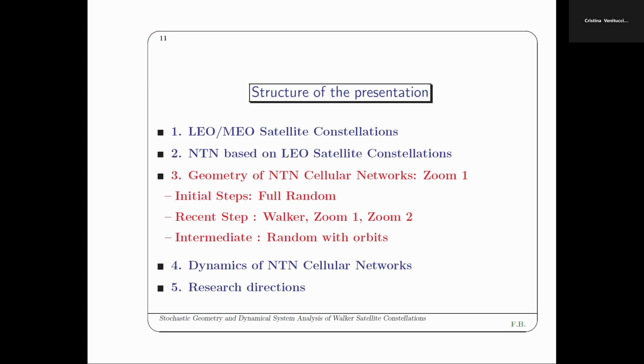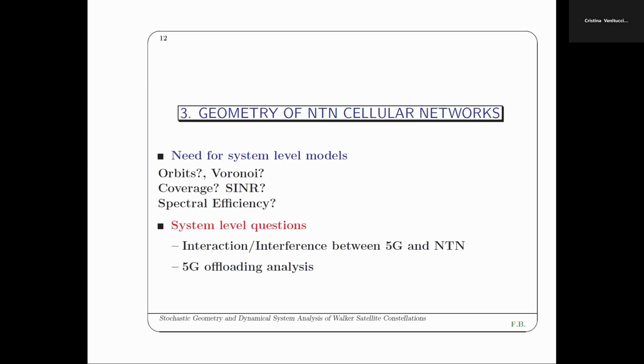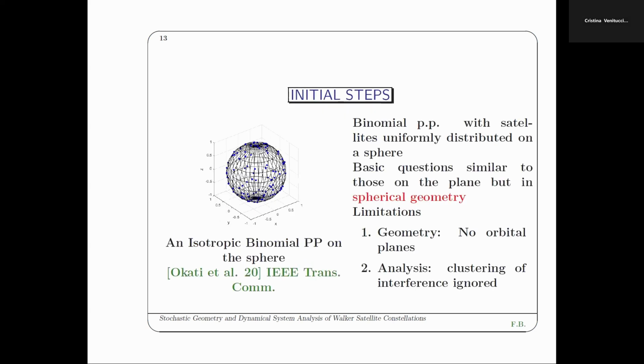Okay, so let me start with the things. Indeed, what are the orbits? What are the Voronoi cells which are important for handover? What is coverage? What is spectral efficiency? What is Shannon rate? These are the other questions.